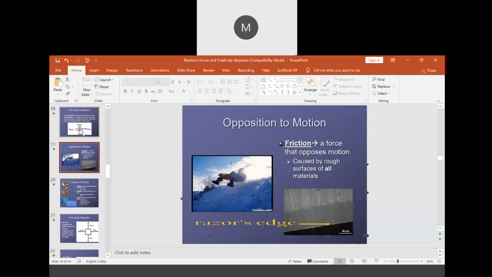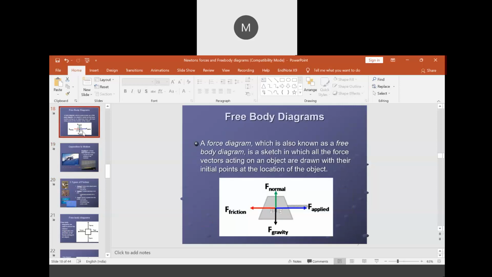Free body diagrams are very important while solving problems in mechanics. For different problems you need to study the free body diagram. It's a very important aspect. Now if we go to the next one, that is friction. So what is friction actually?